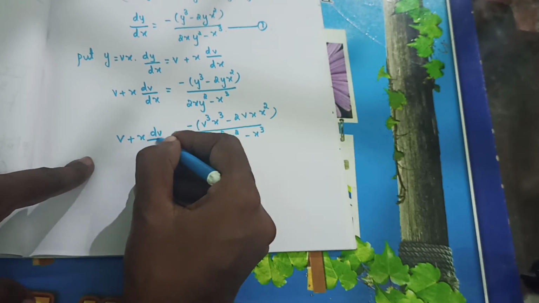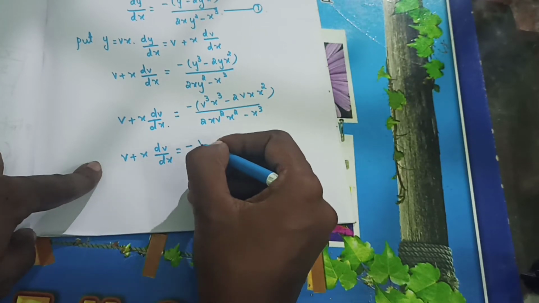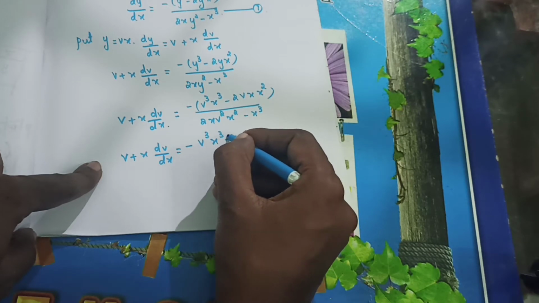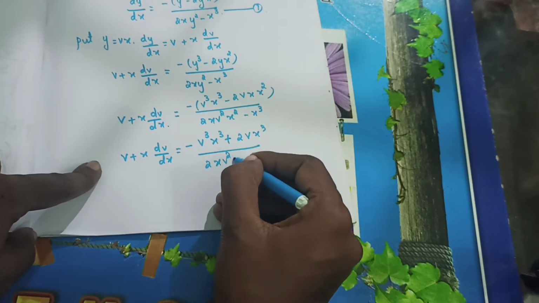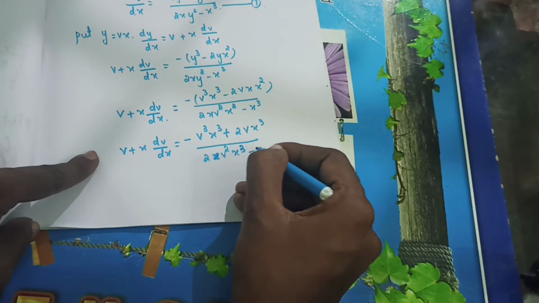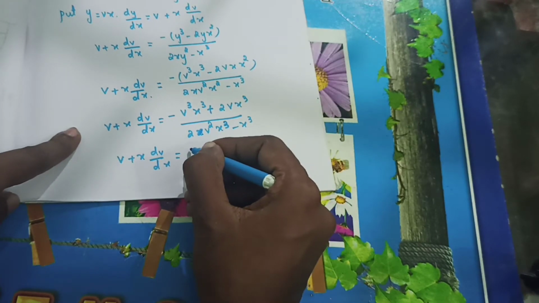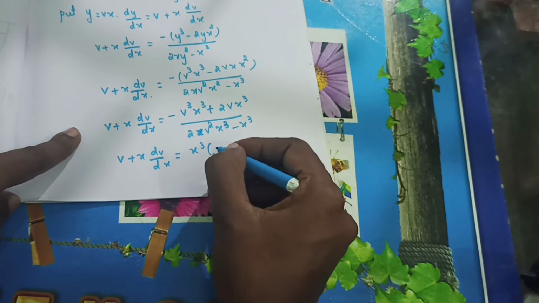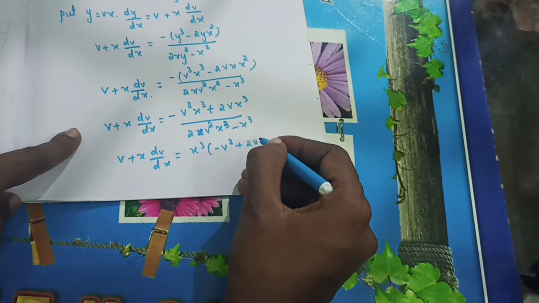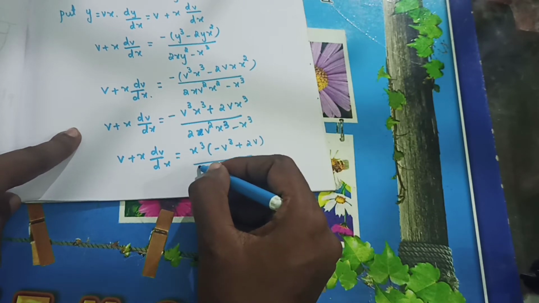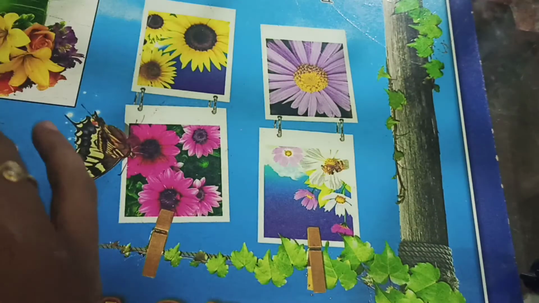Then v plus x into dv by dx is equal to minus, multiply with minus, so minus into minus is plus: v cube x cube... plus 2v x cube divided by 2xv square x square, which combine as x cube. So v plus x dv by dx is equal to, in the numerator x cube is common, so taking it outside you get minus v cube plus 2v, divided by, in the denominator also x cube is common, 2v square minus 1. So x cube and x cube get cancelled. Understand? So what's next?